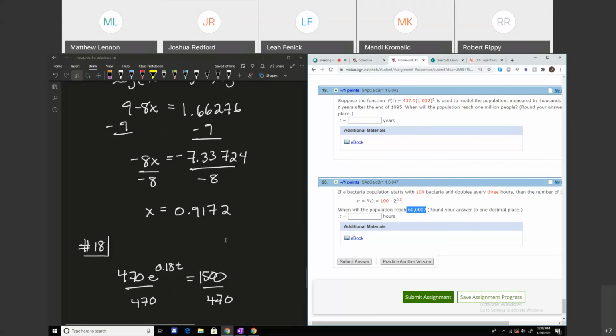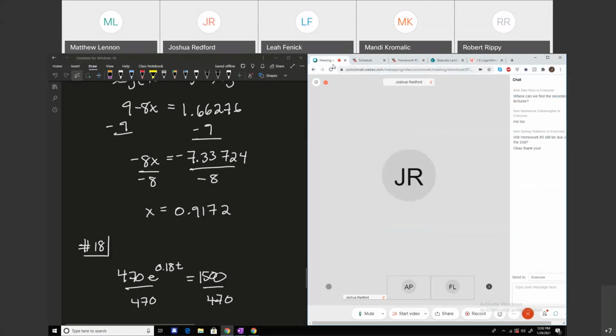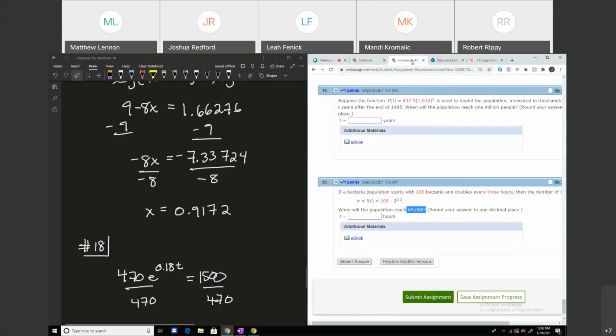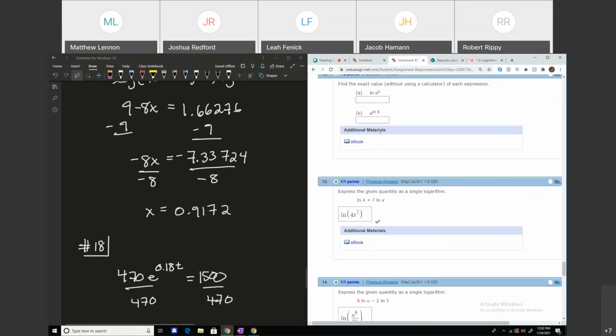So that's pretty much it for homework number 2. Does anyone have any questions for me? Could you go over, hold on 1 second. For number 8, could you go over part A and B really quick? Sure.